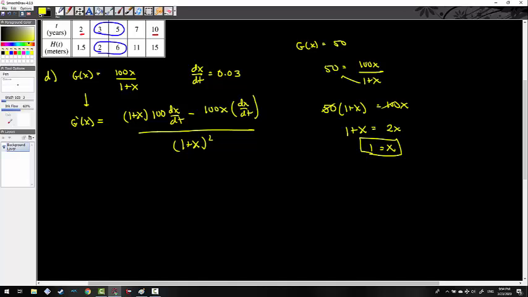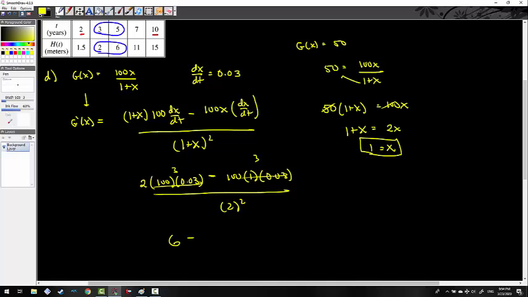So I can plug all that mumbo jumbo in. So it looks like I'm going to get 2, and then times 100 times 0.03 minus 100 times 1 times 0.03 all over 2 squared. So what does all this mean? This is going to become a 3, so 3 times 2 is 6. This is going to become a 3, so minus 3 over 4. I am getting 3/4.